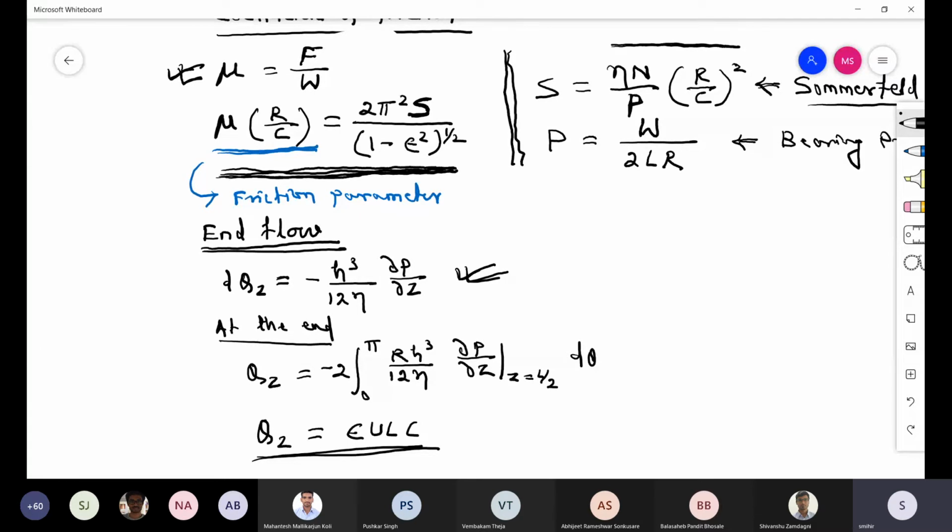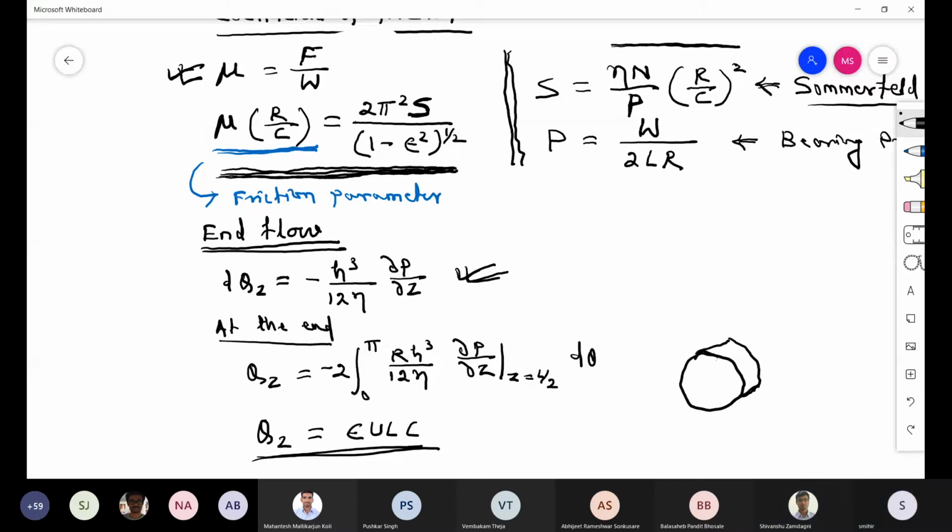So tell me if you have any doubt. Sir, could you please again explain this end flow? What is it, or what is its significance? Significance is that you have a bearing, right? It is basically a cylinder, right?